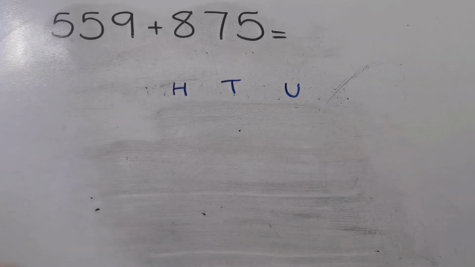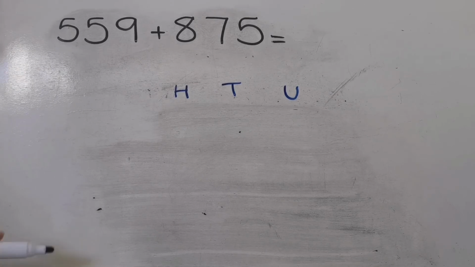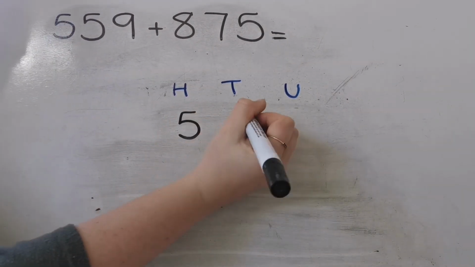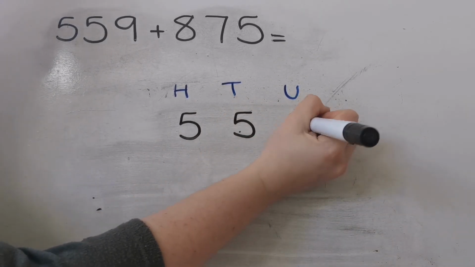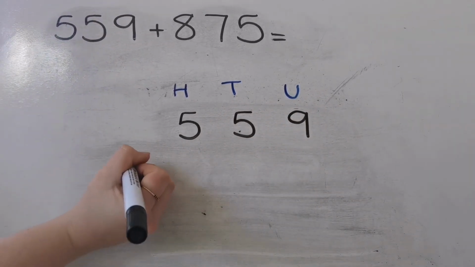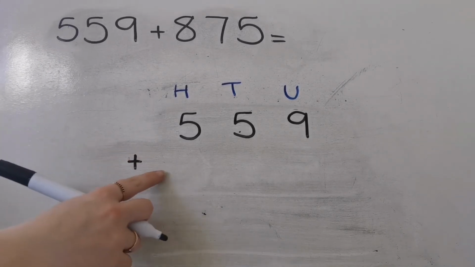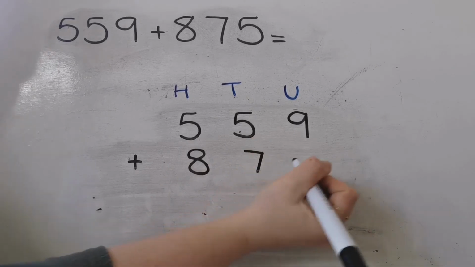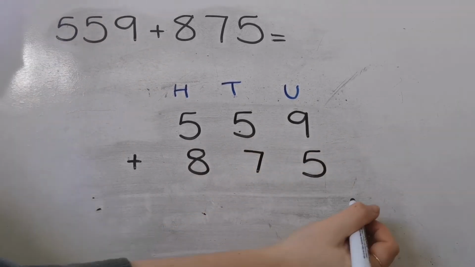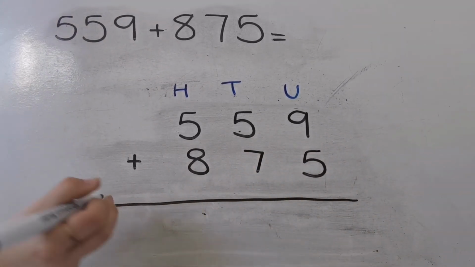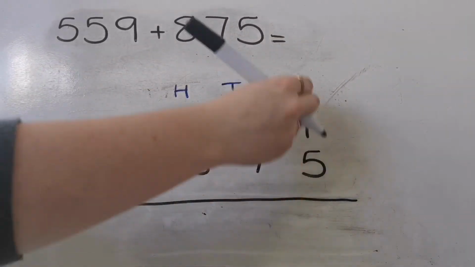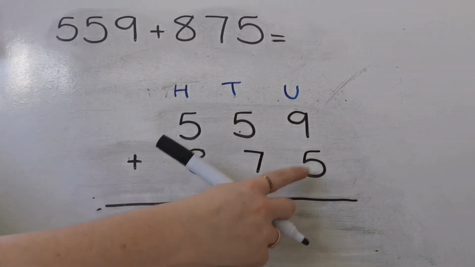Okay, for this one, it starts exactly the same as all the others. We need to make sure that we've put our hundreds, tens and units into their correct place value columns. Now we are doing an addition problem, so we've got our plus sign there and I'm adding 875. Good. Once I've done that, I'm ready to start with my adding. So as always, I'm starting with the column furthest to the right. I'm looking at my units column.